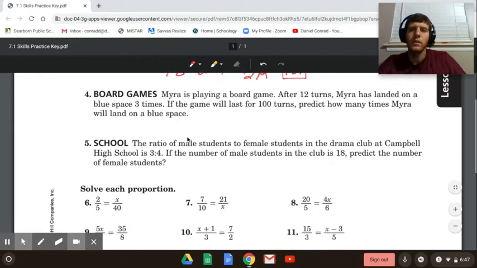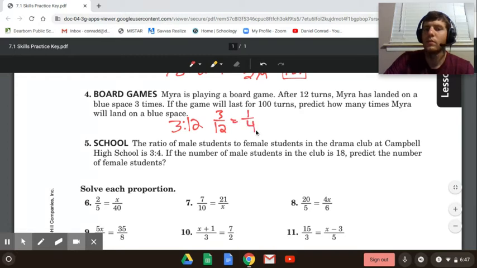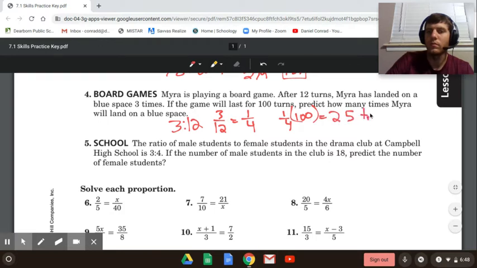All right. Myra is playing a board game. After 12 turns, Myra has landed on the blue space 3 times. If the game lasts for 100 turns, predict how many times Myra will land on a blue space. So she landed on the blue space 3 times in 12 turns. So that's 3 over 12, right? Or 1/4 if we reduce it. So if it lasted for 100 turns, we would expect a quarter of those times she would land on blue. To find a quarter of 100, we do 1/4 times 100, which gives us 25 times. She will land on the blue space 25 times.